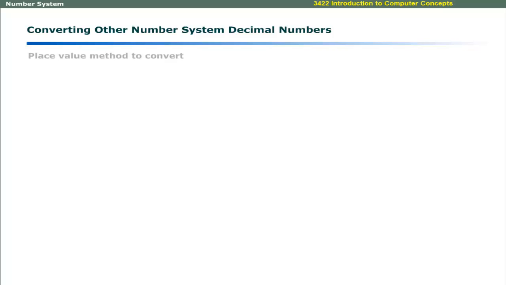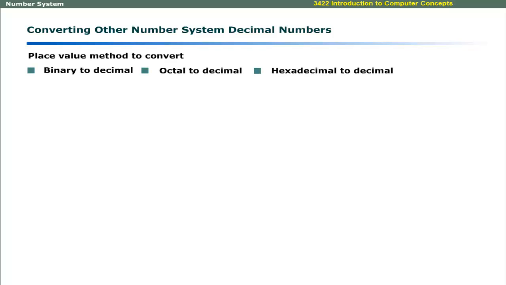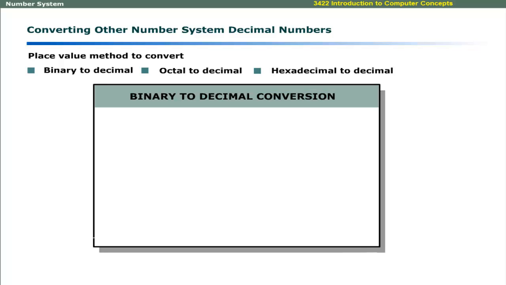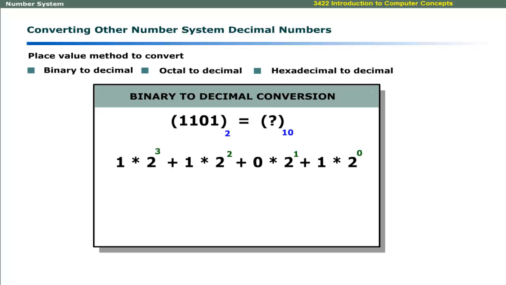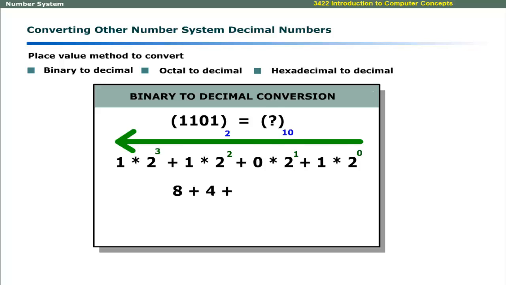You can use place value method to convert other number systems to decimal number. The steps to perform this conversion are: multiply the symbols with their base raised to powers in ascending order from right to left. The calculation will give the result.